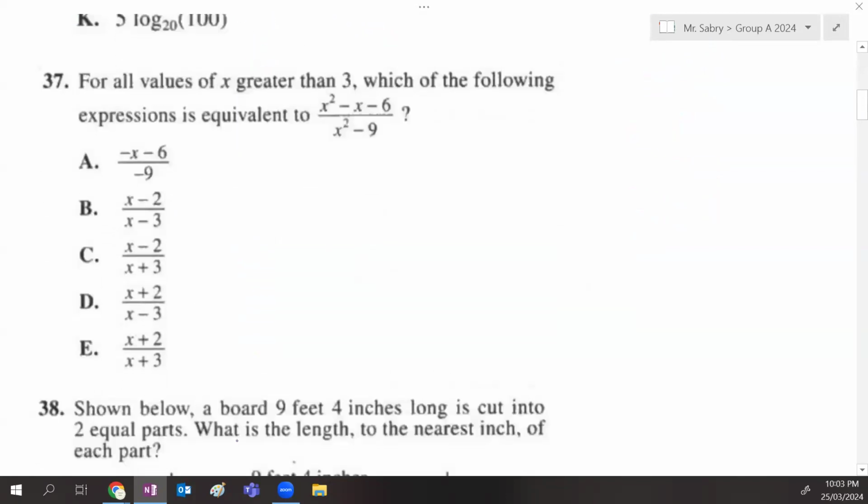For all the values of x greater than 3, which of the following expressions is equivalent to this? In order to solve this, you have to factorize both of them. Because both of them are quadratic, you can do them with mode 5-3 for both. But you should notice that the denominator is a difference of 2 squares. So I should have x minus 3 and x plus 3.